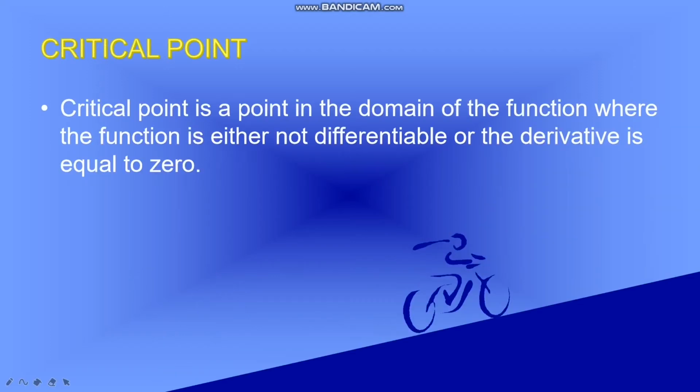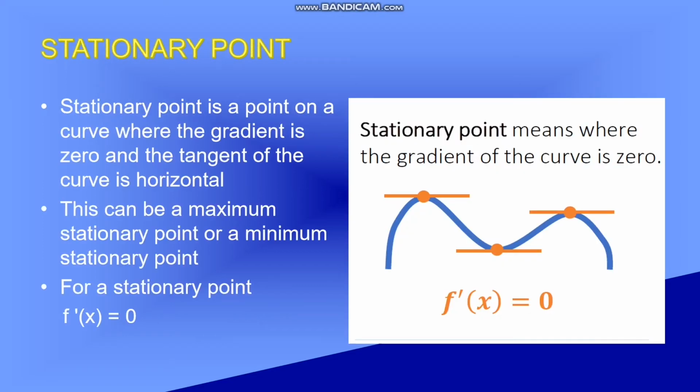Today I would like to discuss extremum problems. We start with critical points. A critical point is a point in the domain of the function where the function is either not differentiable or the derivative is equal to 0. Stationary point. A stationary point is a point on the curve where the gradient is 0 and the tangent of the curve is horizontal. It can be a maximum stationary point or a minimum stationary point.